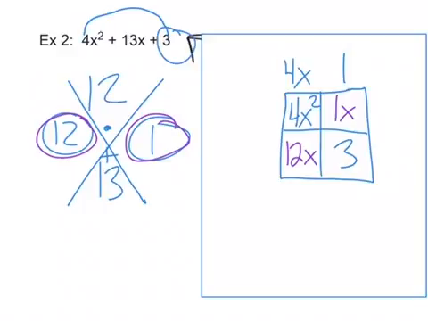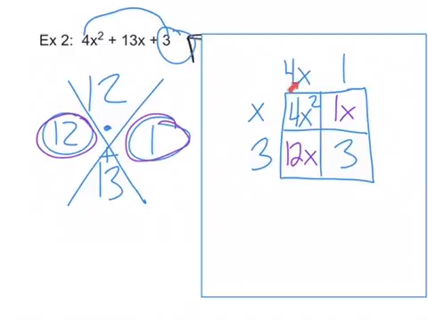Let's try going this direction. 4x squared and 1x, what do they have in common? X, good job. And then 12x and 3. What goes into both of them? 3. Check it out. You guys just undid your box.